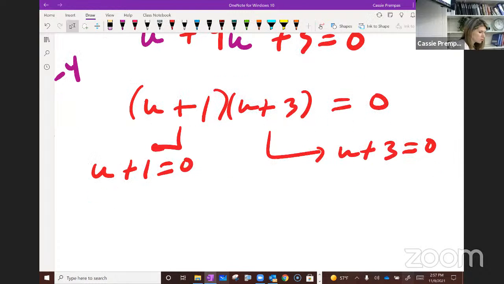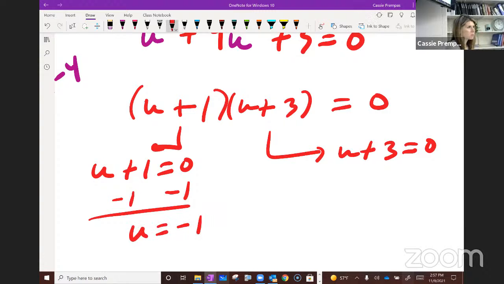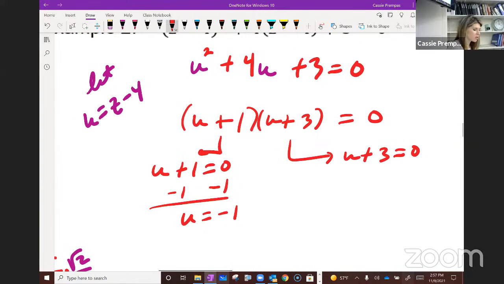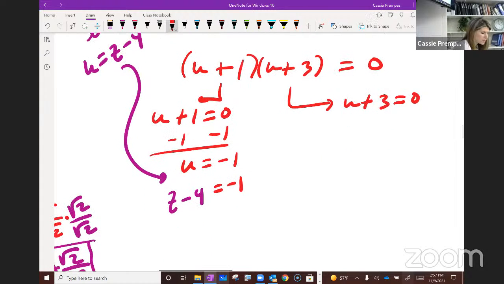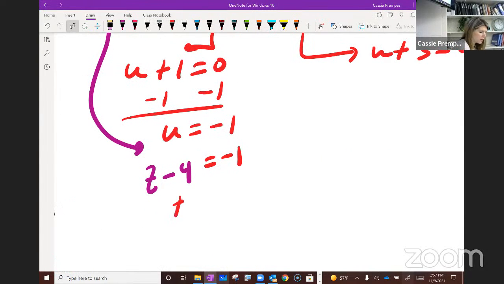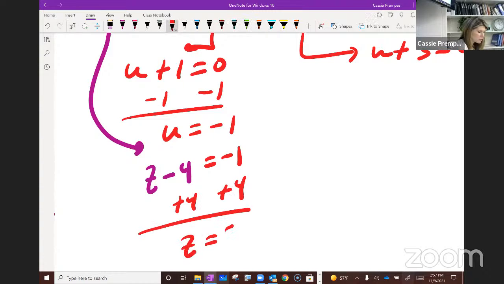Solve for u. So I'll subtract 1, and I get u is equal to -1. But I'm not trying to solve for u. What am I trying to solve for? Z. So I need to put z minus 4 back in. And I have z minus 4 is equal to -1. How do I get z by itself there? Good. Add 4, and we would have z is equal to 3.